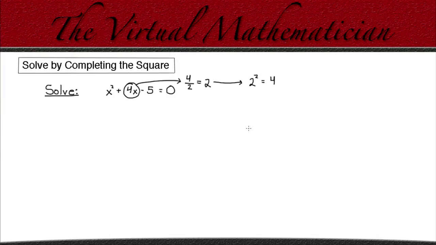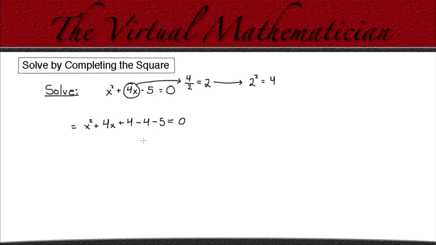Alright, now step 3 says add 0. What we mean by that is to rewrite our polynomial, but when we do that, we're going to take this number we just found and add it and subtract it, effectively adding 0 and not changing the problem. So we're going to have x squared plus 4x plus 4 minus 4 minus 5. And now that's still going to be equal to 0, since we haven't started working with our equation yet.